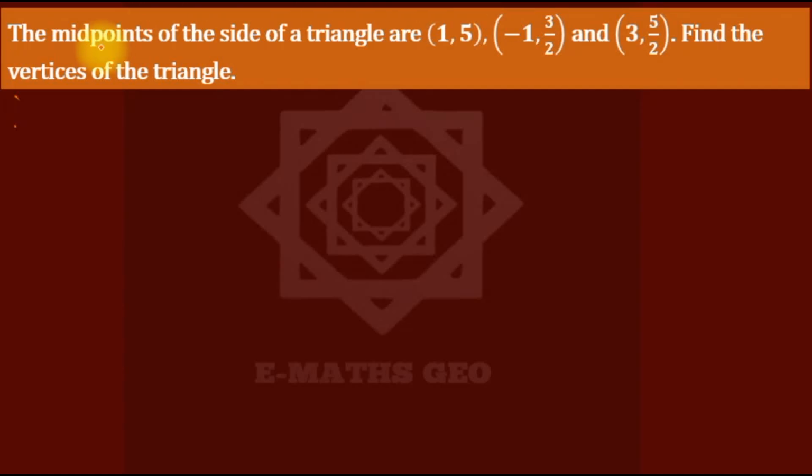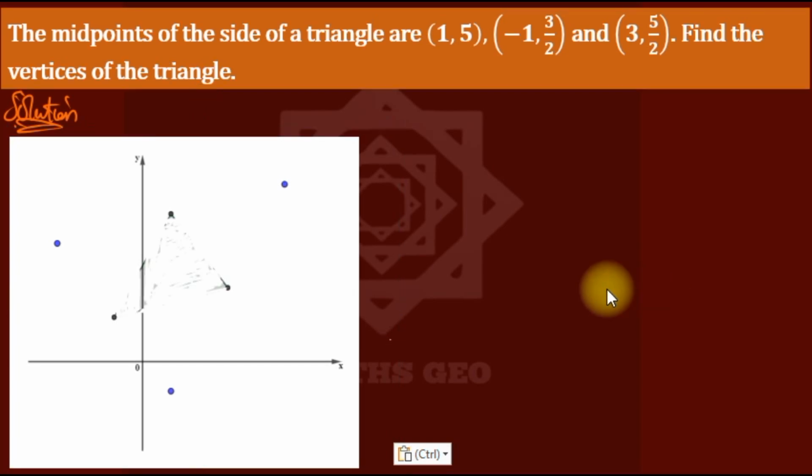Okay, we have the midpoints of the sides of a triangle: (1, 5), (-1, 3/2) and (3, 5/2). Those are the coordinates. Find the vertices of the triangle. The diagram is as you can see. So let's complete the triangle. So we'll locate the midpoints.